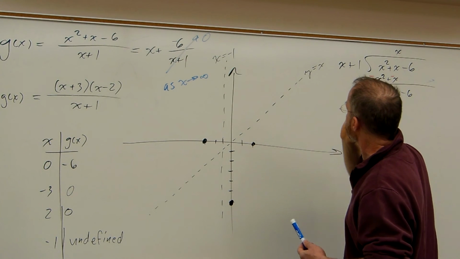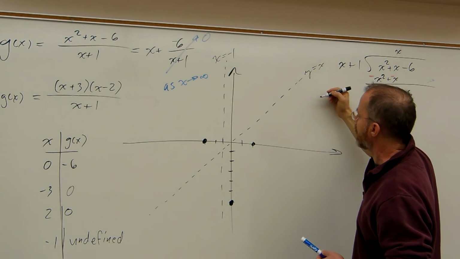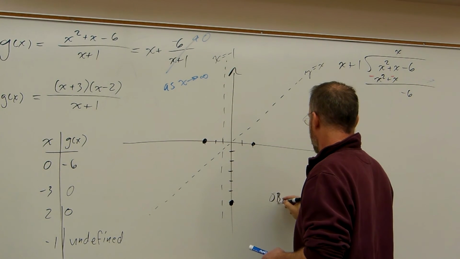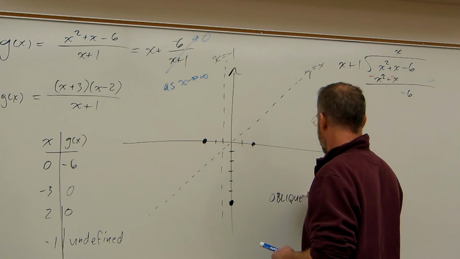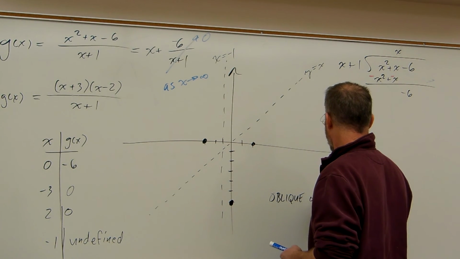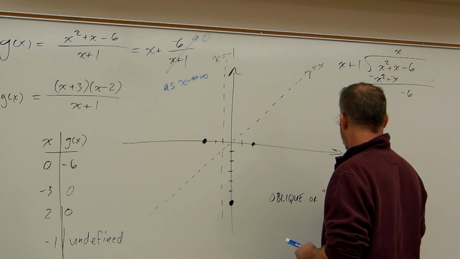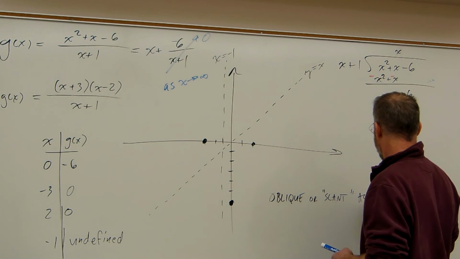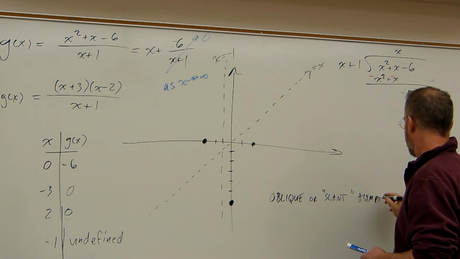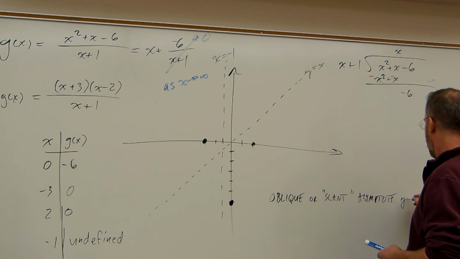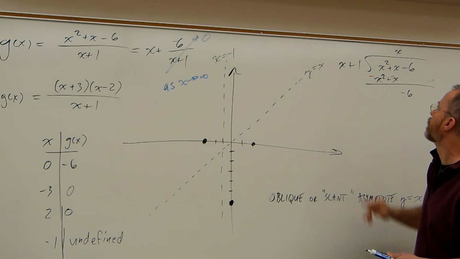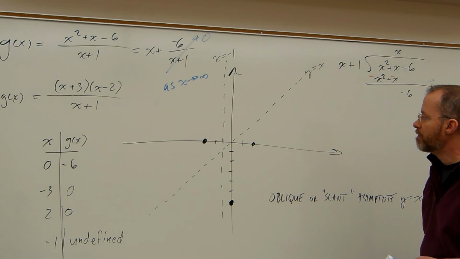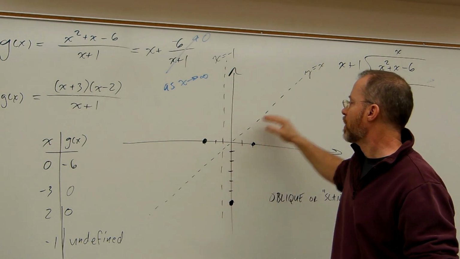And in this case, this turns out to be an oblique, or a little more slangy, slant asymptote. Y equals x in this case. Y equals whatever the quotient is in this division. So I'm going to have a slant asymptote.